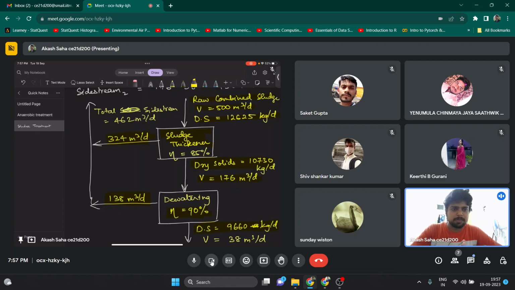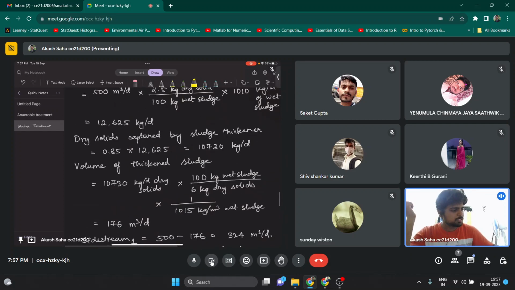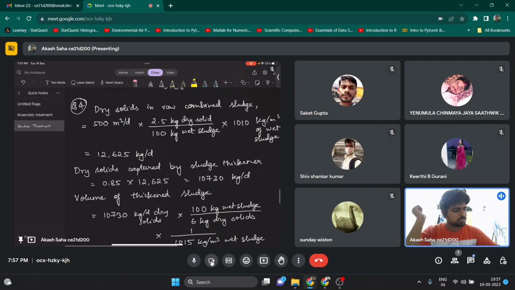It will not be 100% efficient, but the first one was 85%, the next one was 90%. That is 90% of what is entering the system, not of the total. To solve for the dry solid content of the combined sludge, we take the flow rate into the solid content, 2.5, into the density. We will get the dry solid content of the combined sludge.